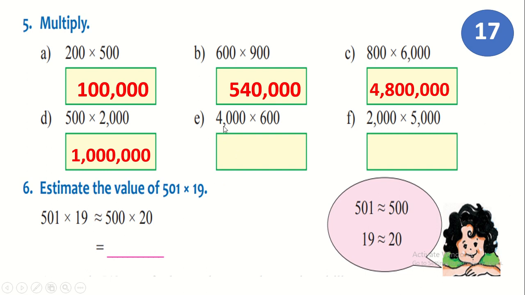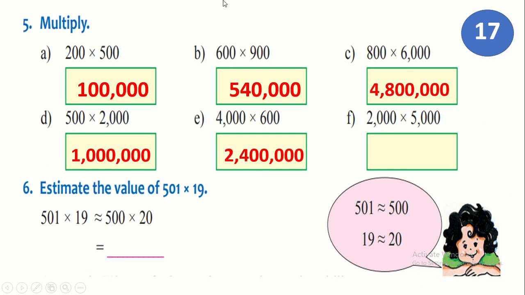Letter E. 4,000 times 600. How many zeros? 1, 2, 3, 4, 5. You write to the right 5 zeros. And then 4 times 6 is 24. The answer is 2,400,000. Okay? 5 zeros and then 24. The answer is 2,400,000.